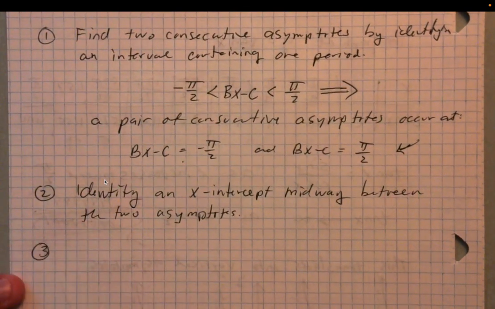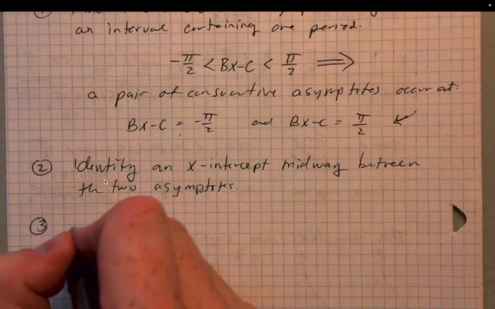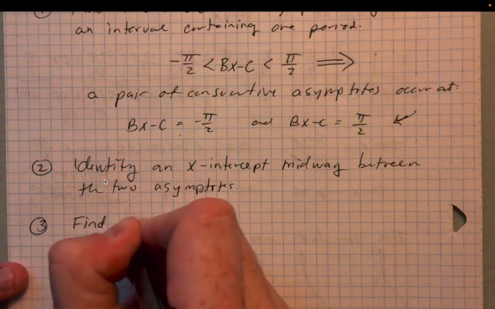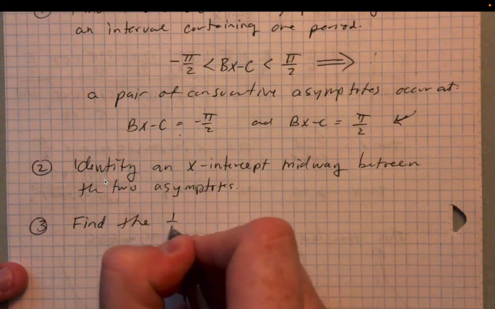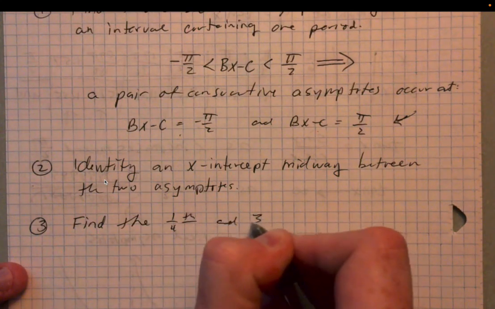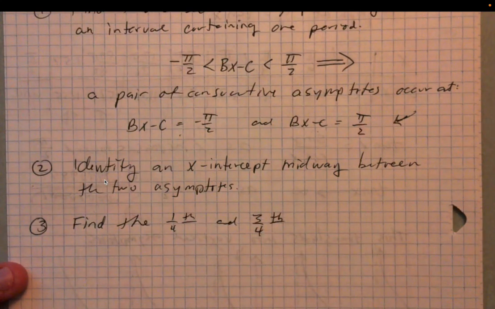Step 3 is just kind of like with the sine and cosine. We want to find the 1/4 and the 3/4 points.